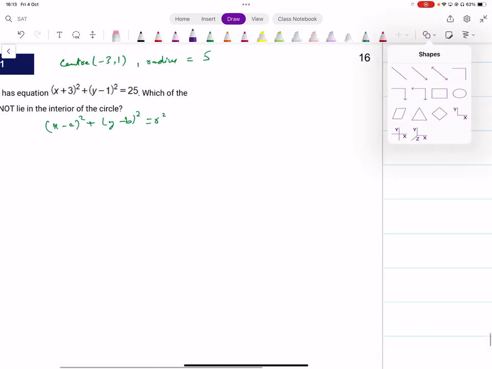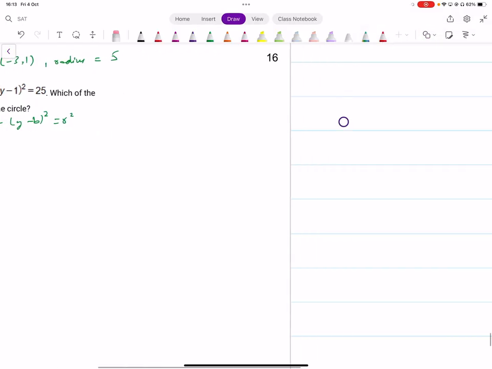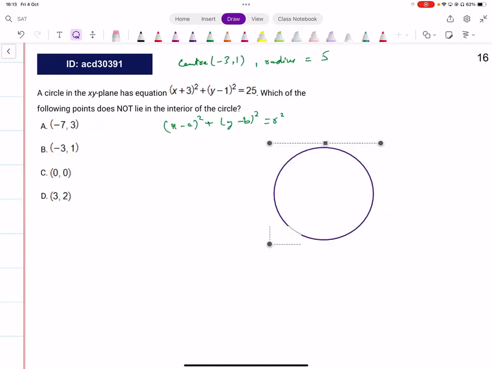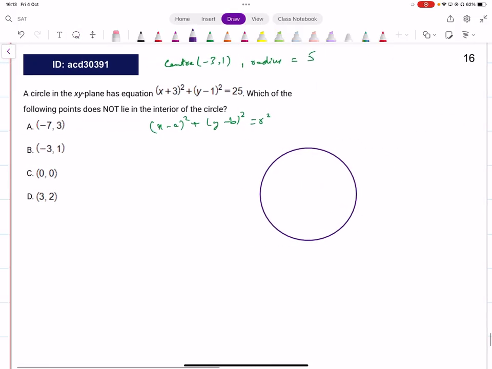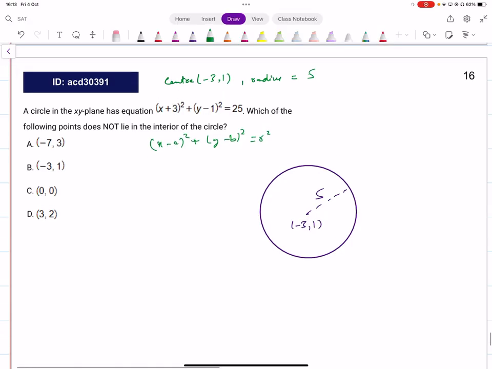Now you have a circle like this. The center of the circle is at minus 3, 1, and the radius of the circle is 5 units. Any point that is less than 5 units away from minus 3, 1 lies inside the circle. Any point that is equal to 5 units lies on the circumference, and any point that's more than 5 units from minus 3, 1 lies outside the circle. Now, just looking at the points, let's see if we can figure this out.